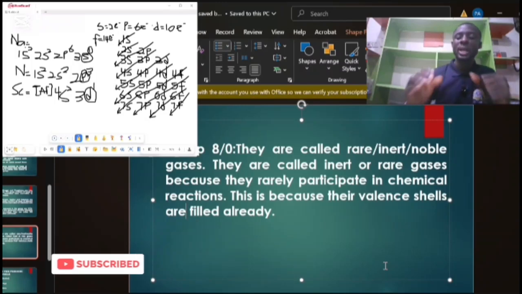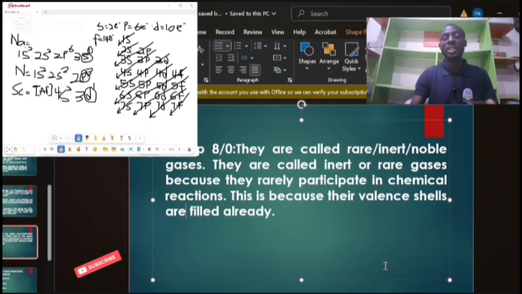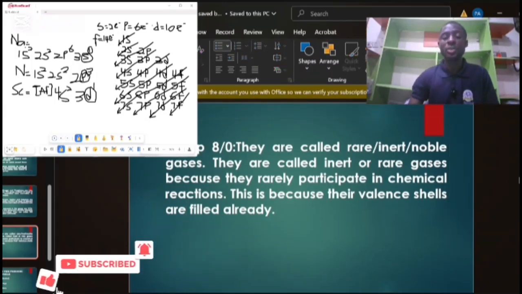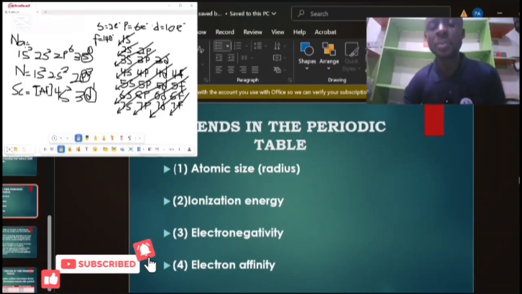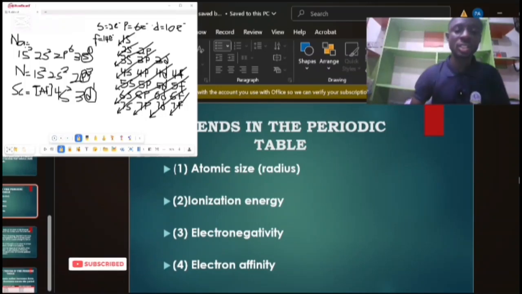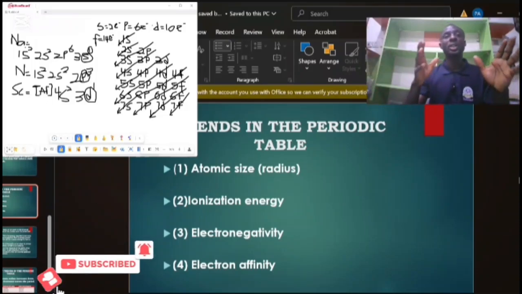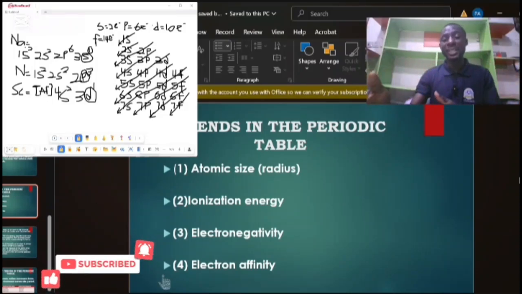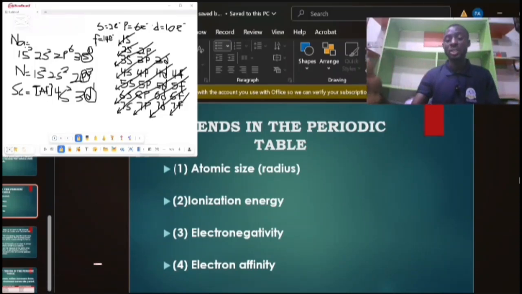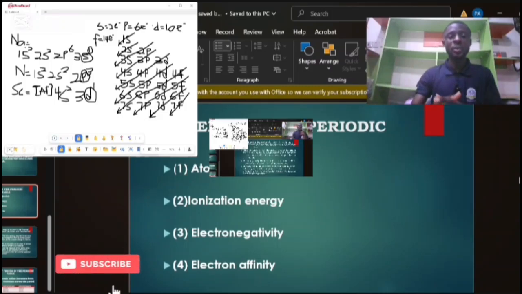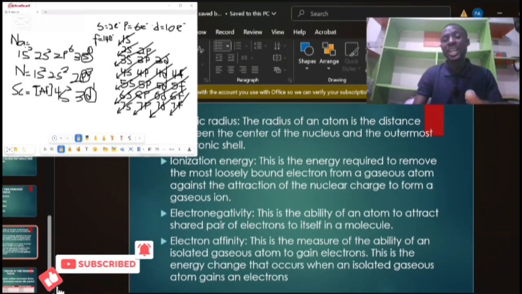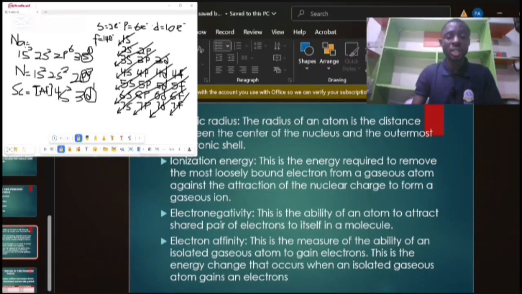So let's go to the last concept in this periodic table, and we are coming to the concept of trends in the periodic table. We call it periodicity in the periodic table. We are talking about the variation in properties that occurs within the periodic table. So what is atomic radius? The radius of an atom is the distance between the center of the nucleus and the outermost electronic shell.